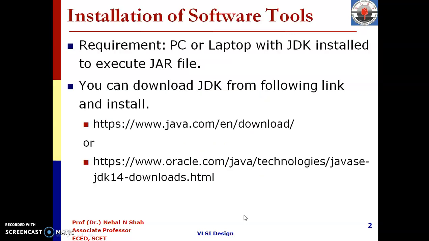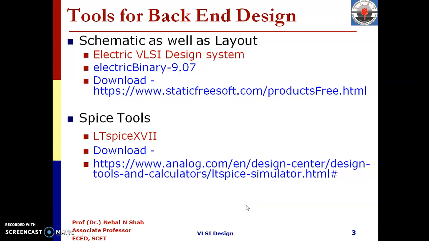For using Electric, we need PC or laptop with JDK installed to execute jar file. You can download JDK from either java.com or from oracle.com. Electric VLSI design system is tool for backend design. You can download electric binary from staticfreesoft.com. LT-Spice we will use for SPICE simulation. You can download LT-Spice from analog.com.